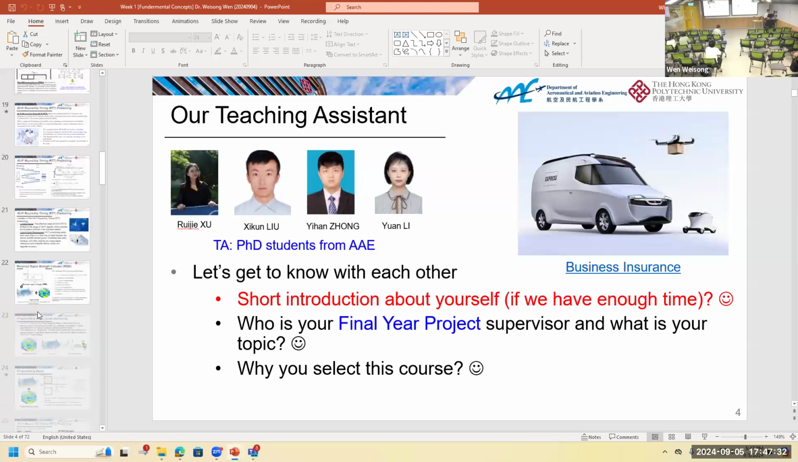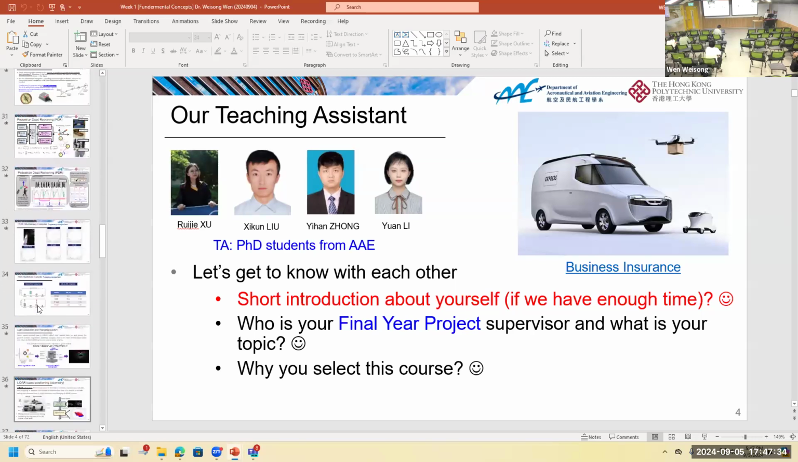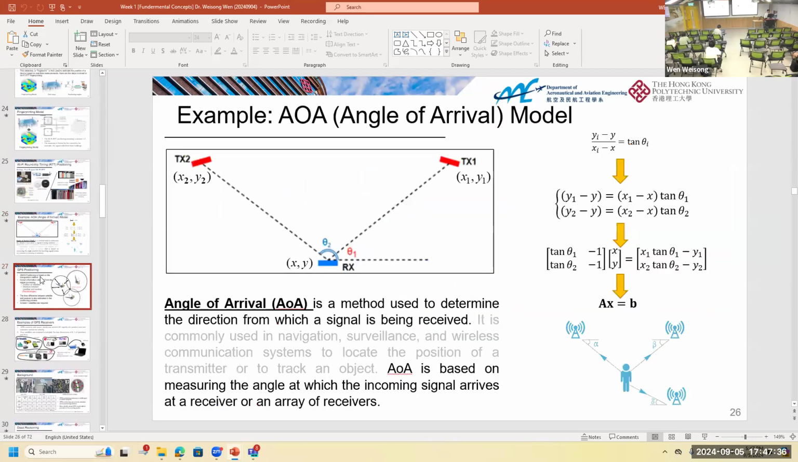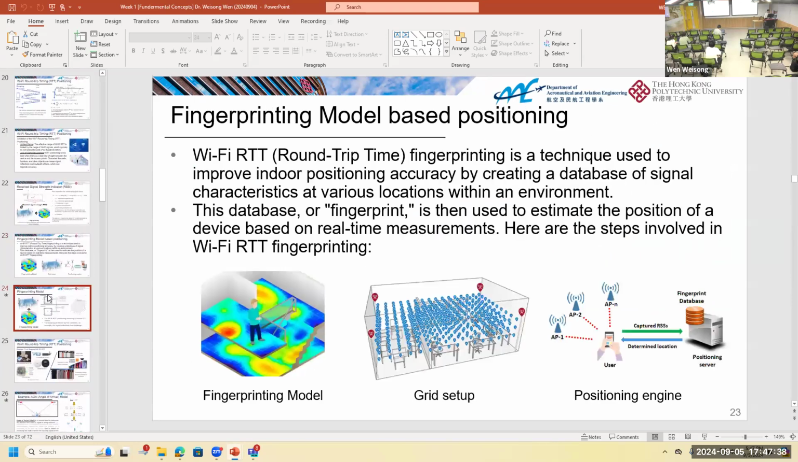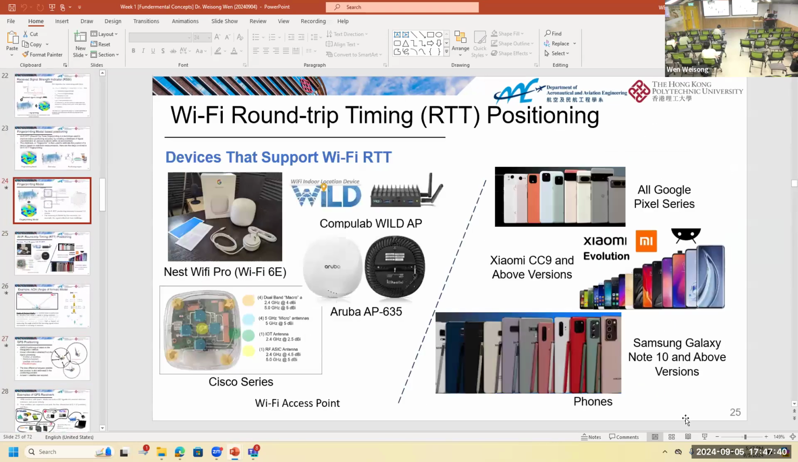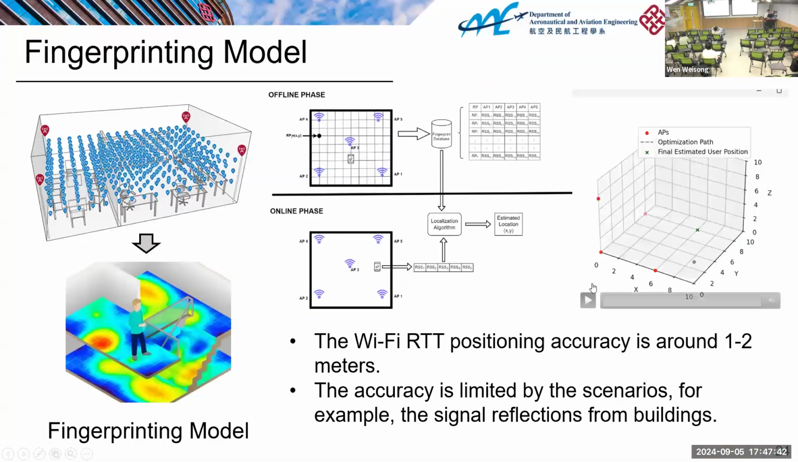Okay, so let's go back. So at this moment we have finished the basics of the Wi-Fi. 2 different solutions for the Wi-Fi. The first one is based on range. The second one is based on fingerprinting. So we provide the demo code, the sample codes for the range-based positioning.